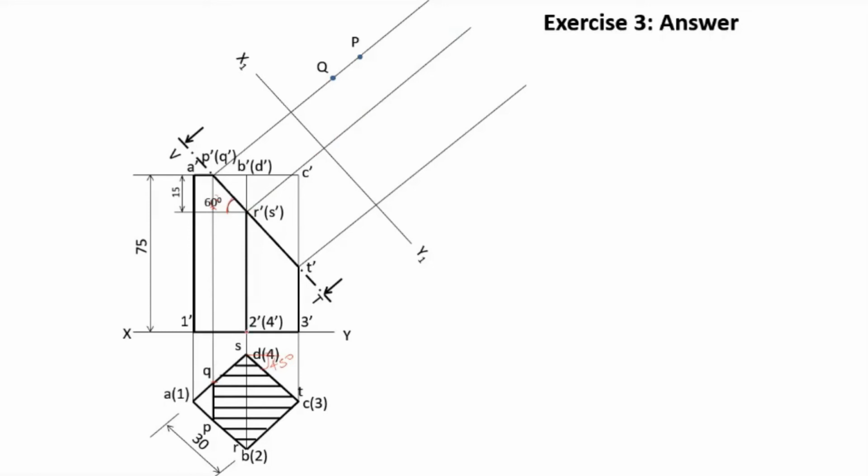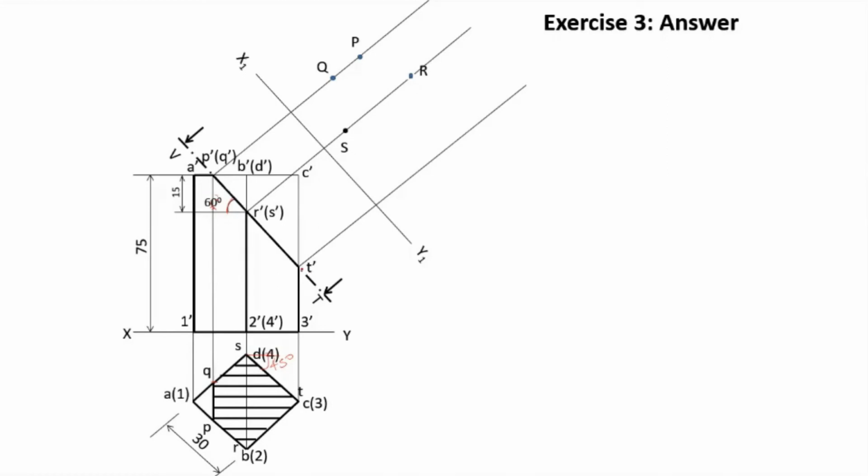So the distance of S from the XY line, that is this distance, is taken and that particular distance is marked here. And for R, the distance from XY to the point R, this distance, is taken and marked in the projector through R dash S dash. So P, Q, R, S are marked.